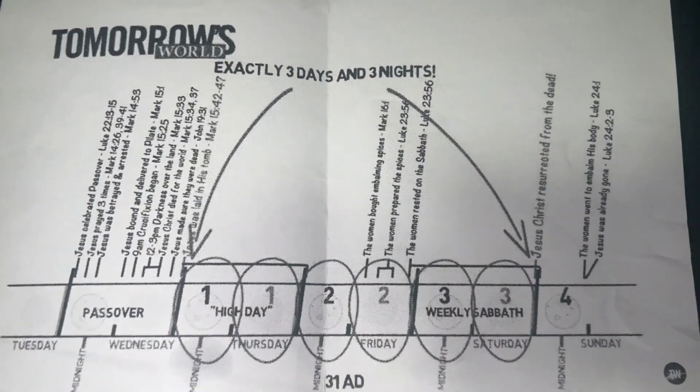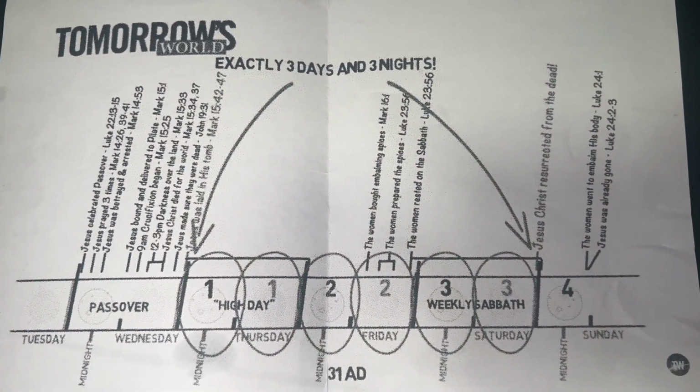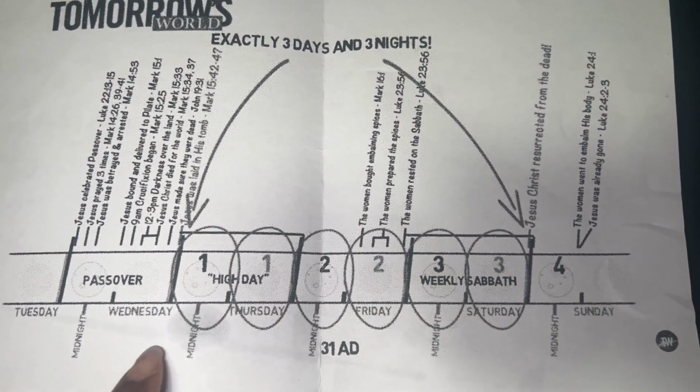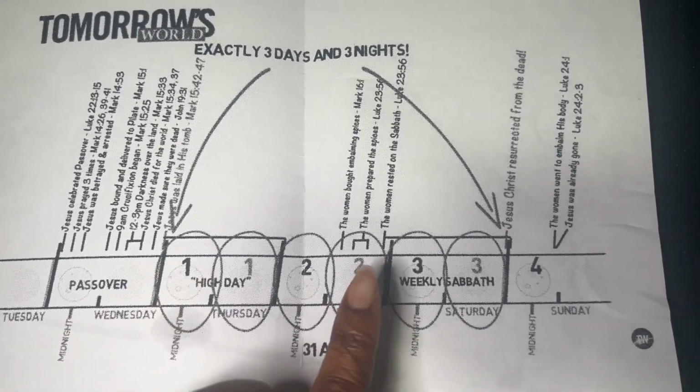I had to print this out for my own reference because they did such a great job, and they also have the scripture beside every event so you can go and further do your studying. And it has the whole specific timeline of when the days fall and when the midnight falls. So you can see it took 3 days for Jesus to rise again.